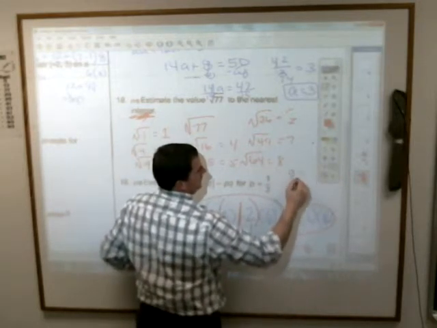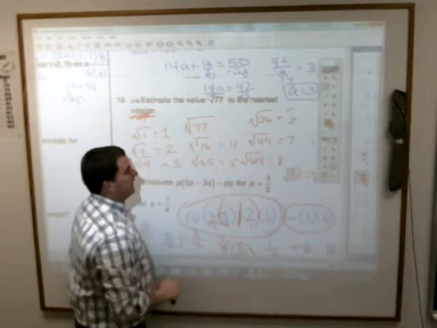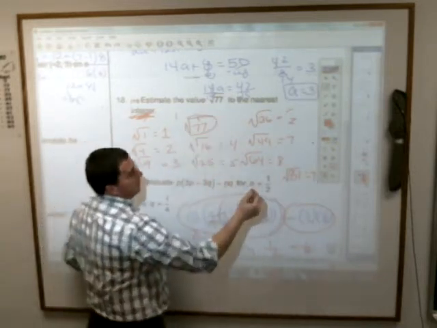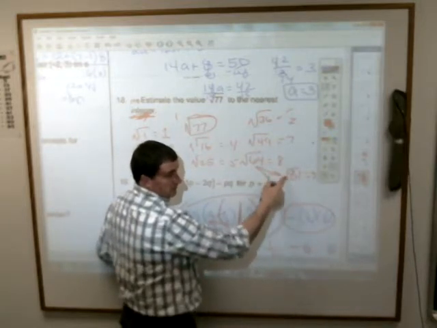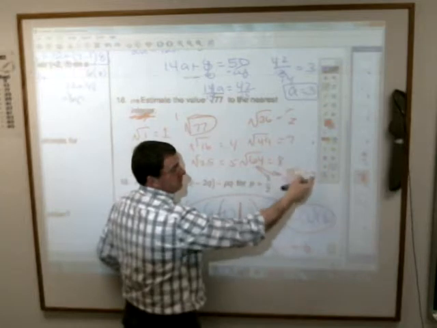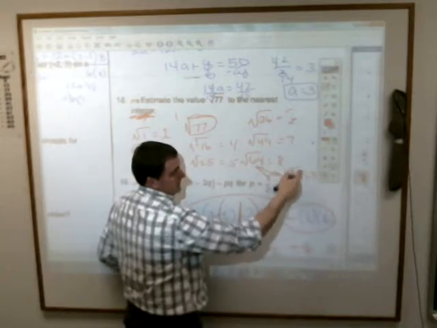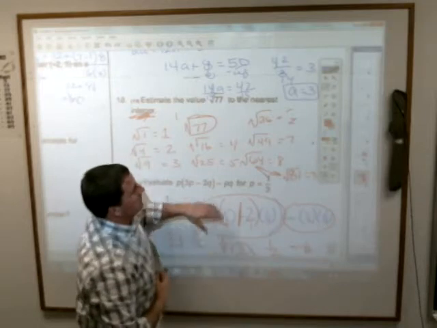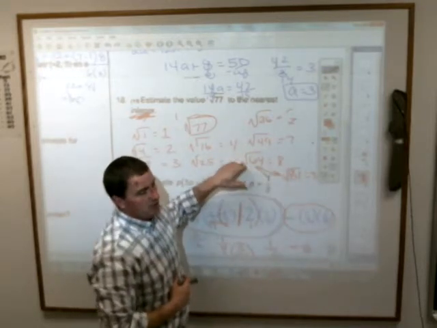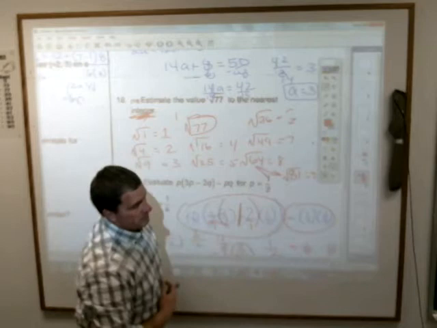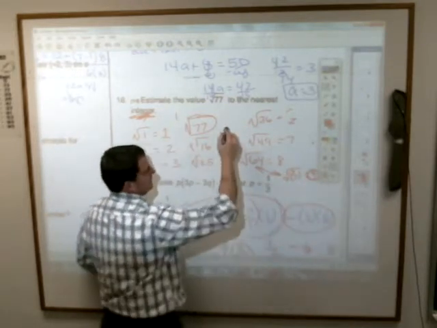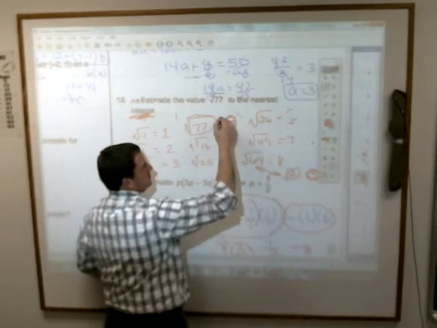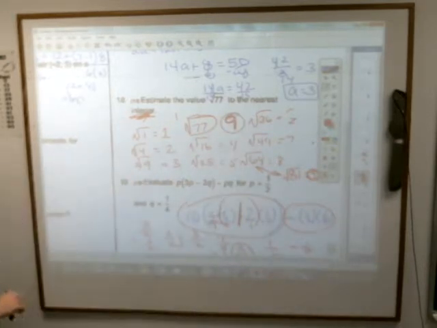And 81 is 9. I know that the square root of 77 falls between these two square roots. So I know my answer has to fall between 8 and 9. Now which one is 77 closer to, 64 or 81? That's the question you have to ask. Since 77 is closer to 81, it's going to be closest to 9 as an answer. And there's no easy way to do that.